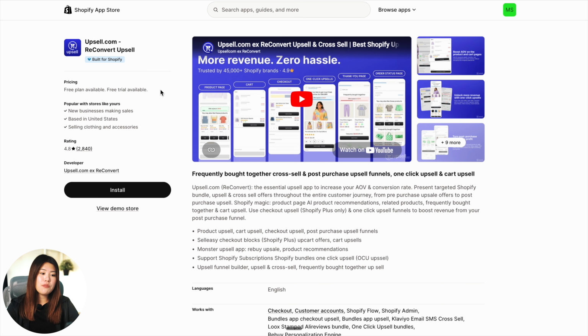Instead of just sending someone to a boring thank you page and ending the experience there, ReConvert turns that moment into another opportunity. So right after someone checks out, you can show them another offer. Maybe it's a bundle, maybe it's something that pairs well with what they have just bought, or even a small add-on that feels like an easy yes. And because they've already pulled out their card and made a purchase, they are way more likely to say yes again.